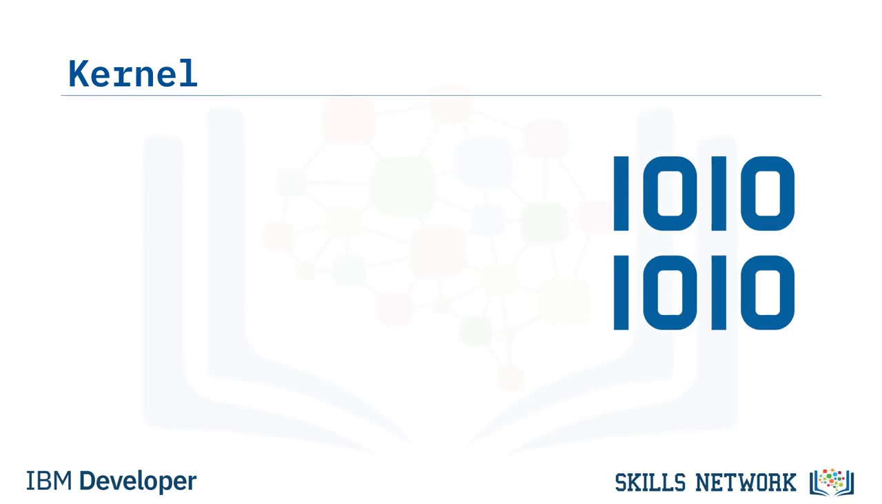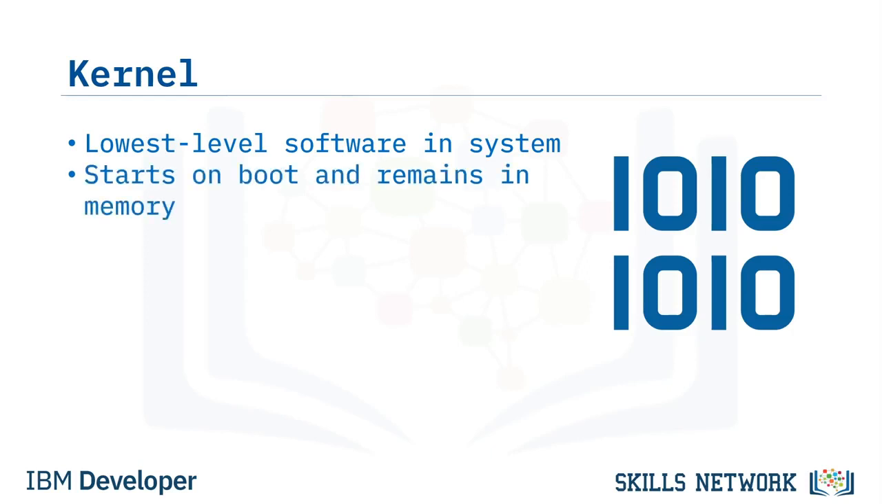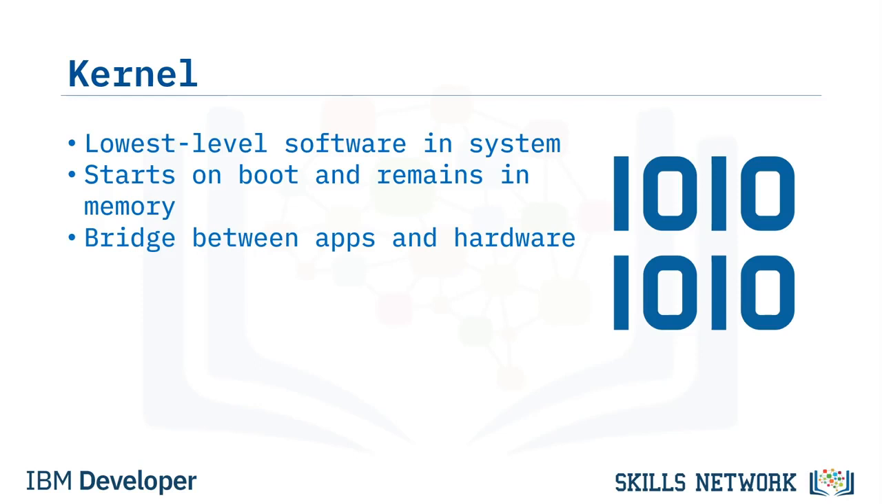In a Linux system, the operating system is built on top of the Linux kernel, which performs the most vital operations. It is the lowest level software in a Linux system and has complete control of the system. The kernel starts as soon as your computer boots and remains in your computer's memory while it's running. It acts as a bridge between your apps and your machine hardware, enabling the two to communicate effectively.